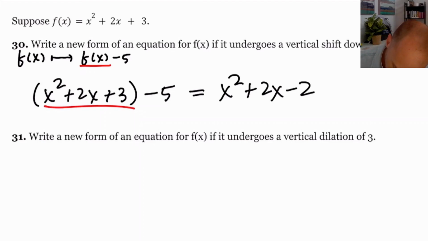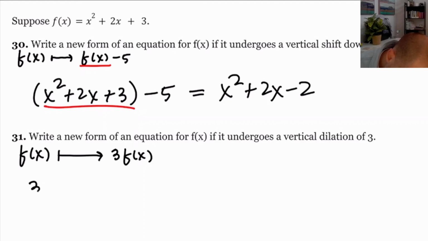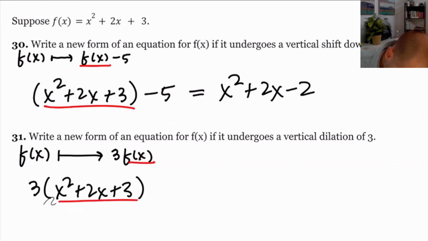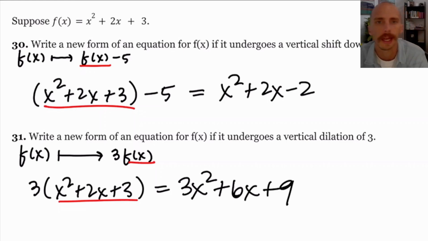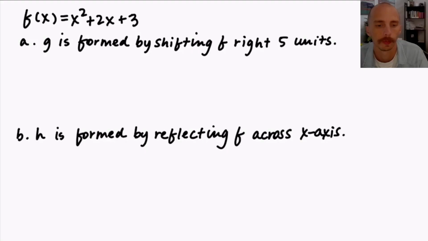So vertical dilation of 3 would be starting with f of x and then multiplying all the output values, the y values, by 3. So that would be 3 times f of x. So really what I want is 3 times x squared plus 2x plus 3, right? It's 3 times f of x, where that's f. So that's going to equal 3x squared plus 6x plus 9. Okay, let me clear all this out and get a slightly different problem.